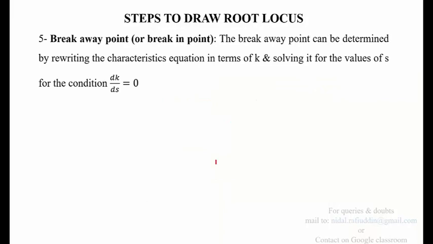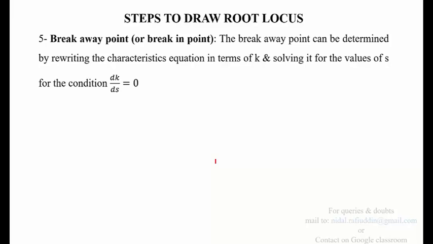Now rule number 5 is breakaway point or break-in point. On the root locus between two open loop poles, if the root locus exists between them, as the gain factor is increased, the roots move towards each other till they are coincident for a particular value of k. On further increasing the value of k, the root locus breaks into two parts at 90 degrees. So the breakaway point can be determined by rewriting the characteristic equation in terms of k and solving it for the values of s for the condition dk/ds equal to 0.